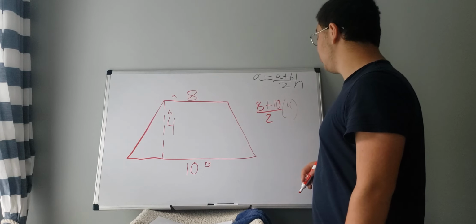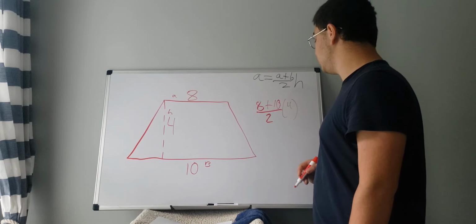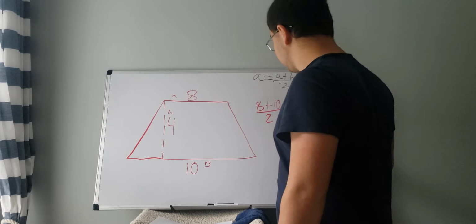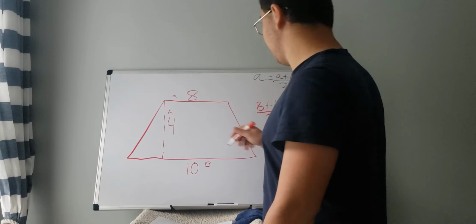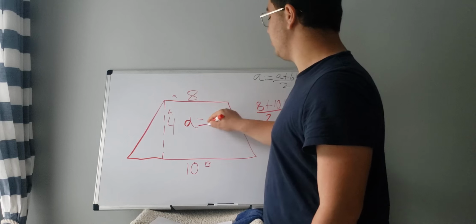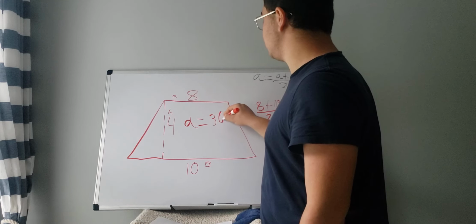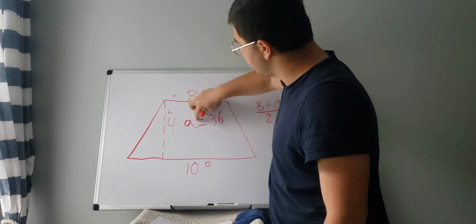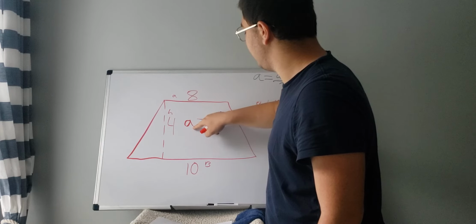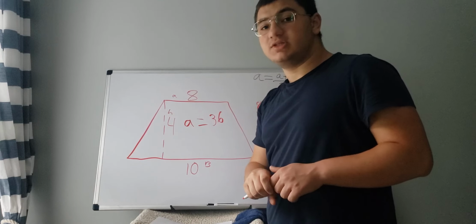9 times 4 is 36. So we have our answer of A equals 36. And that A looks like a D, because my handwriting is very, very bad. My 3rd grade teacher told me that.